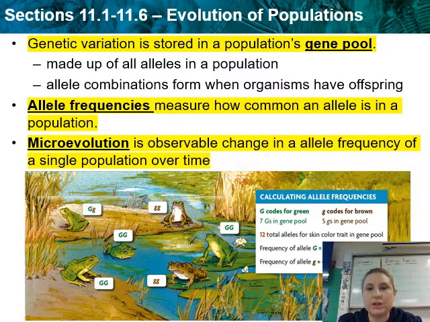Microevolution is the observable change in an allele frequency of a single population over time. I'm going to go back to the example that I gave you in class, the green grasshoppers and the brown grasshoppers. Remember, over time, that population can change. The allele frequencies change based on adaptations. So the green ones were able to hide and camouflage themselves better when there's a lot of grass and a lot of trees. They wouldn't get eaten as much, so they were passing on the green gene more frequently. If the grasses and things died off, then the brown gene would become more frequent. And so microevolution is the observable change that we see over time.